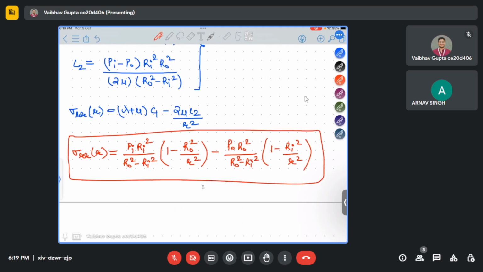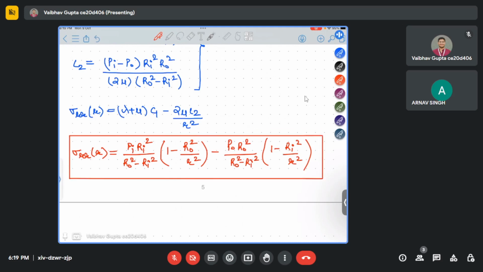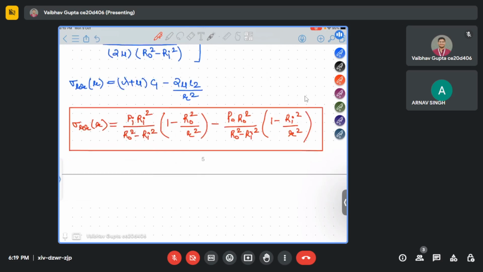This is the generic formula. All this I am doing is for thick wall cylinders, thick wall pressure vessels. For thin wall I'll give you a separate formula.